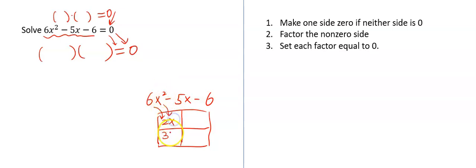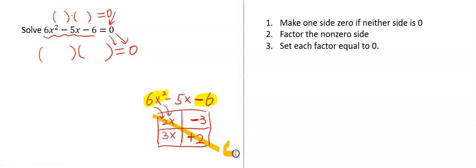X squared times x squared. X squared can be broken down as x times x. Now we're going to have to break down negative 6. Negative 6, again, 6 can be broken down as 2 times 3, but I'm going to put a 3 here and a 2 here and make one of them negative because we have to get negative 6, so only a negative number times a positive number will give us a negative. Now all I have to do is cross multiply.